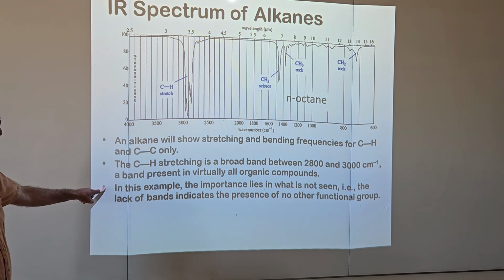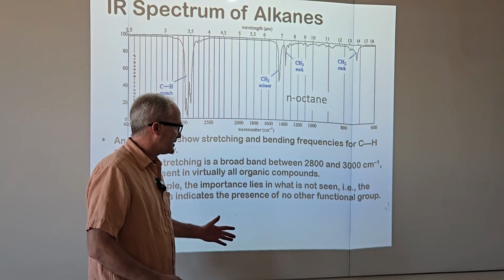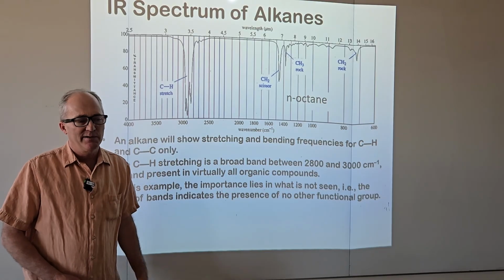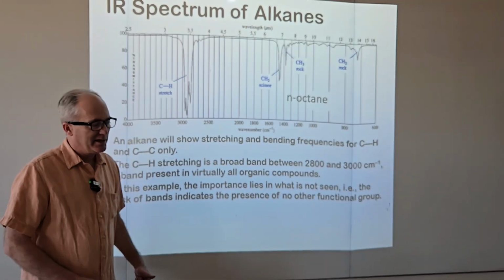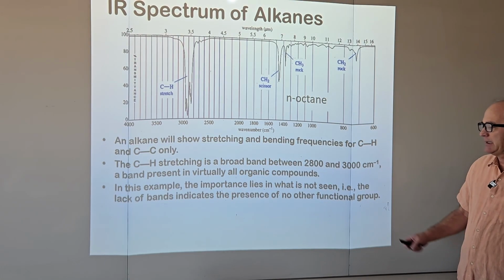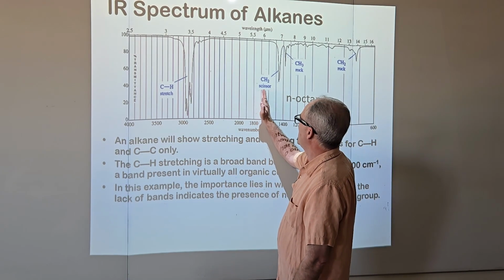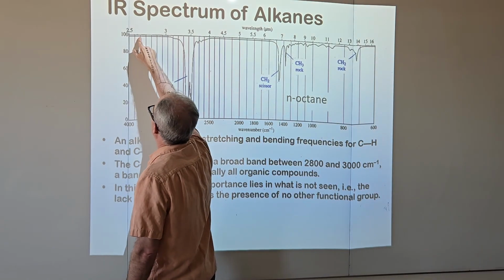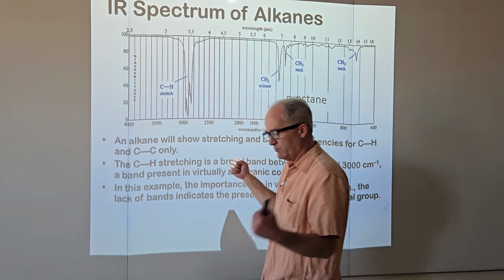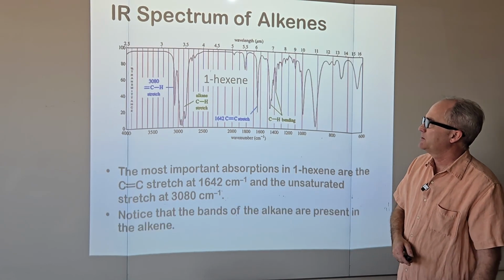So here's the take-home message of this slide. In this example, the importance lies in what is not seen. I don't see an aldehyde group. I don't see a double bond. I don't see a carboxylic acid. I don't see an OH. All that is missing. The importance lies in what is not seen. I don't see a carbonyl carbon here. I don't see a broad alcohol peak here. I don't see some pointy peaks for carbon-carbon double bond or triple bond stretching where we expect to see them.